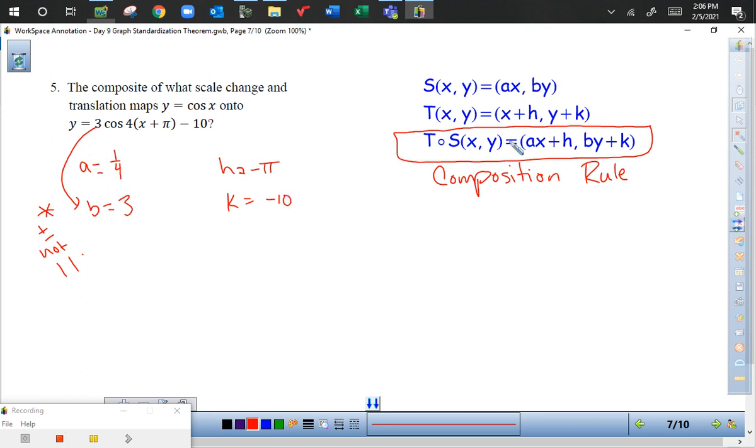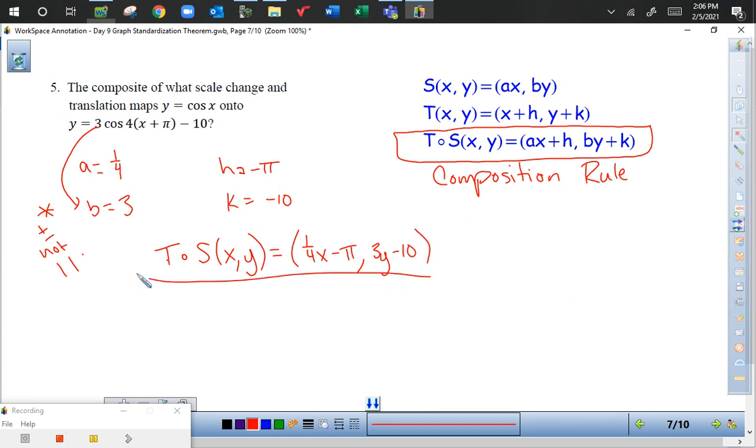And then all you have to do is fill in all those numbers. So start with your capital T, open for following, and then S for our scale change. Okay, so A comes first, that's the number 1/4. Then X, plus H looks like plus a -pi, we'll just say -pi, comma. And then B comes next, so 3y plus a -10 is just -10.